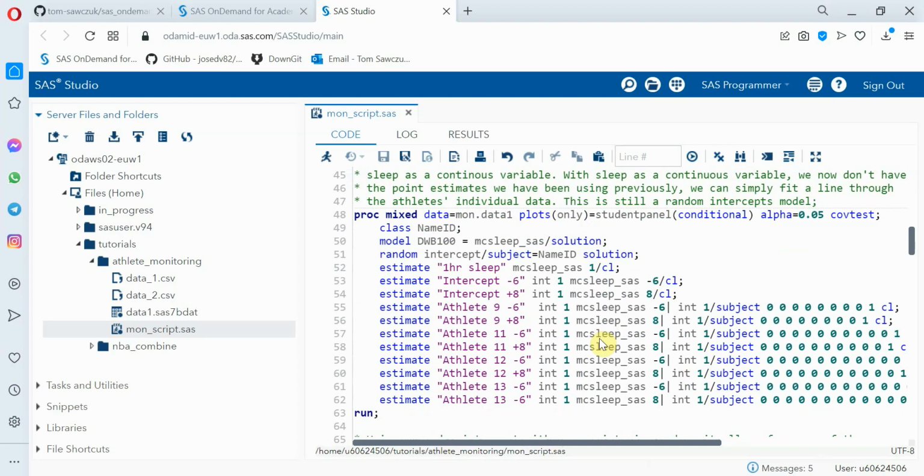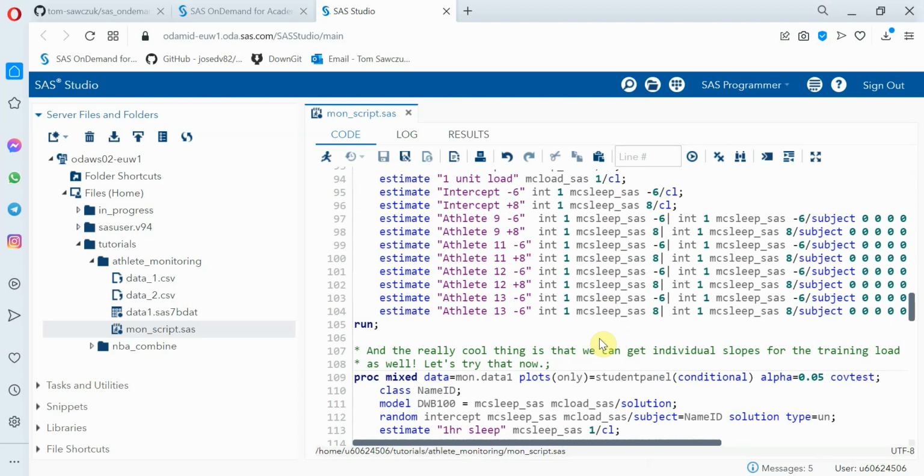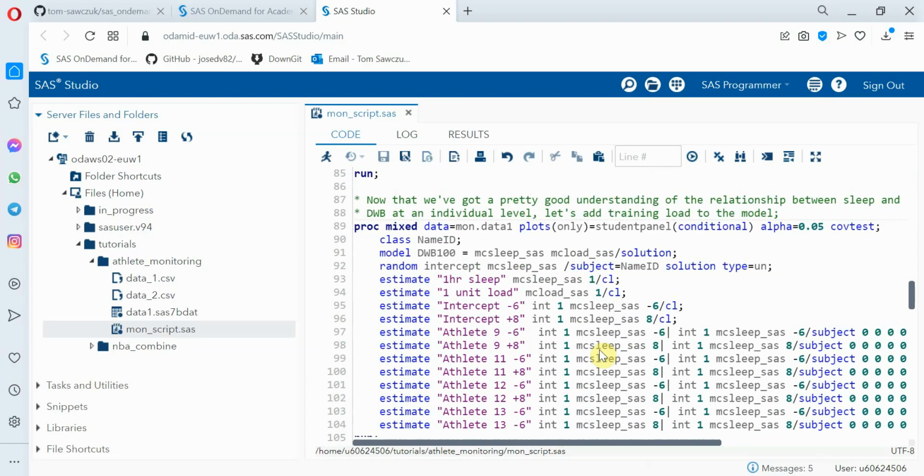So far, all we've done is look at the influence of sleep on the subsequent day's daily wellbeing score. We included the mean-centered sleep, so we subtracted each individual's average sleep from their sleep score for that day, and that gave us an hourly difference from their normal sleep. We put that into the model, and we've used random slopes to see how the influence of that covariate differs between individuals.